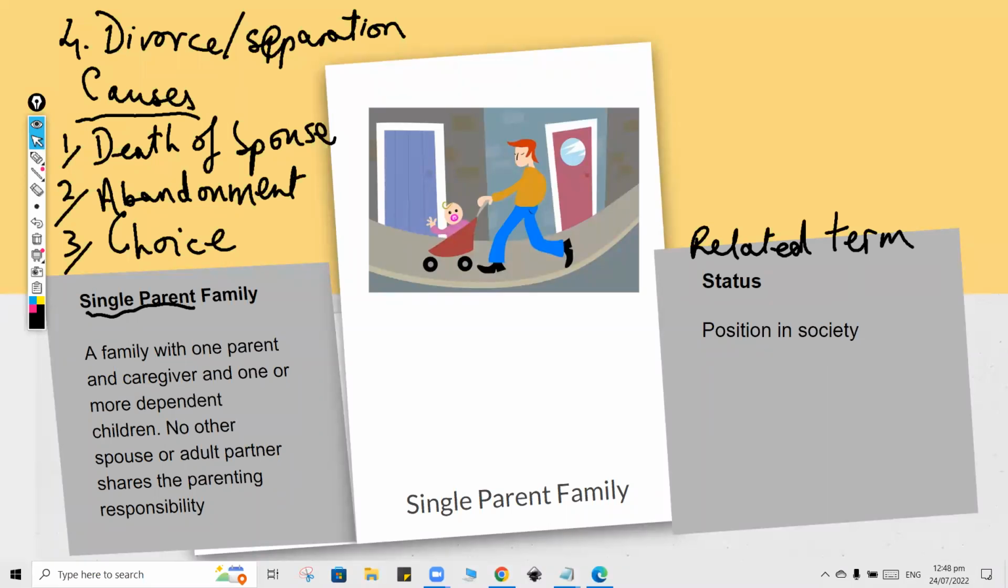All right, so I want to move on from this. If anybody has anything they're still confused about in relation to the family type or the children, then you could message.